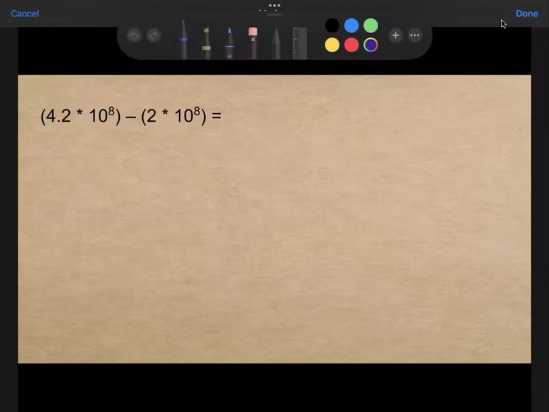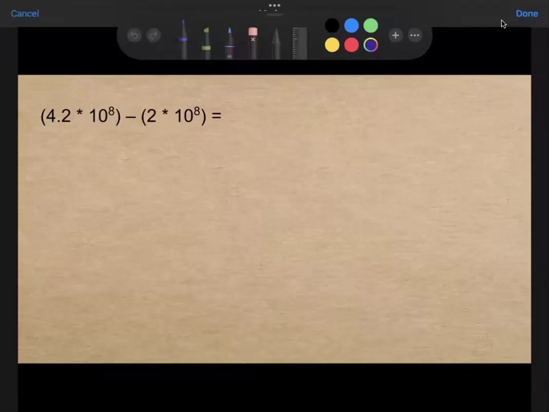Okay, here is our first one. We're going to take the scientific notation of 4.2 times 10 to the 8th power and subtract 2 times 10 to the 8th power. So there are some tricks that people use to do this. The method that I use is I just rewrite both the numbers in standard form and subtract them. So I will show you that later.